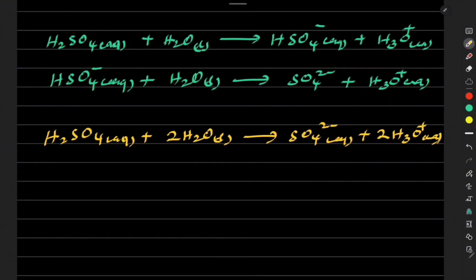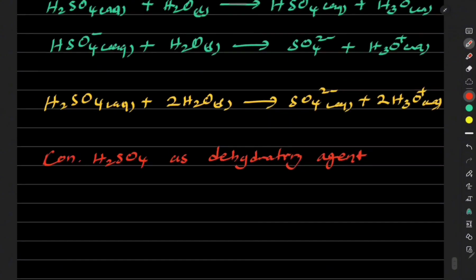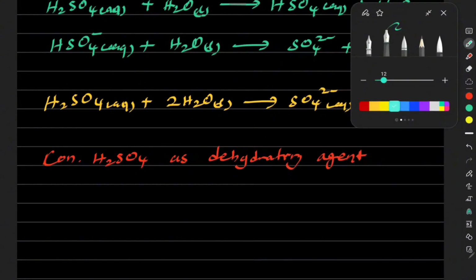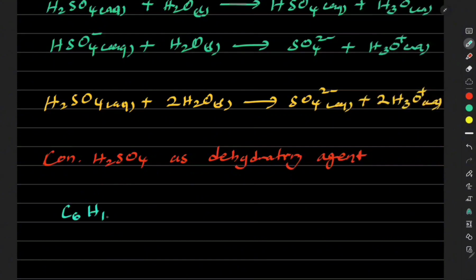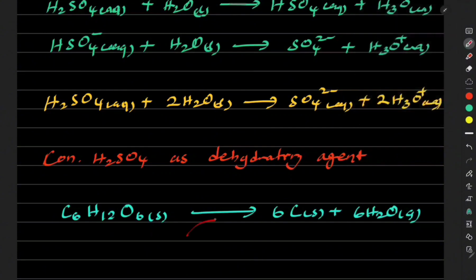We learned that concentrated sulfuric acid is a dehydrating agent. Let's look at that reaction, H2SO4 as dehydrating agent. Now suppose we have two dehydrating reactions under H2SO4. Let's look at those reactions. C6H12O6. What is this C6H12O6? It is glucose. It forms six carbon solid plus 6H2O gas. For this reaction to occur, we should add concentrated H2SO4.